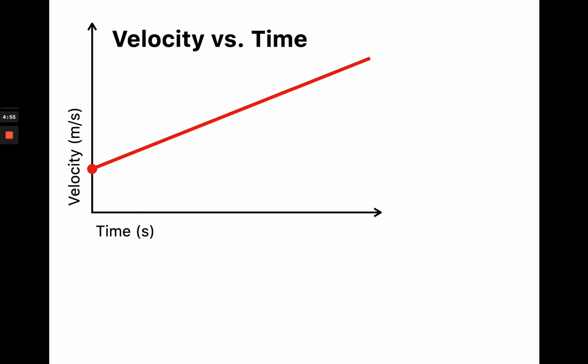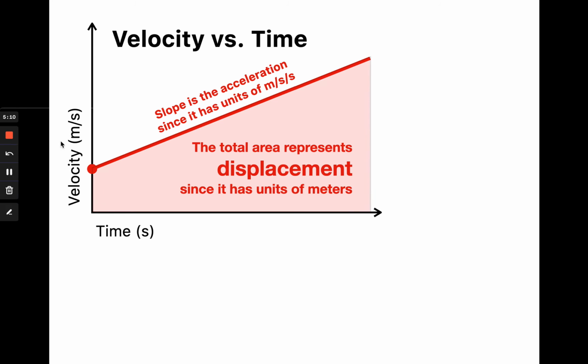Now, just to go one step further, so we can understand this, this point here is the initial velocity. The slope is the acceleration since it has units of meters per second squared. And this area here is the displacement since it has units of meters. Because if you multiply meters per second times seconds, you get meters. So this area is displacement, aka the change in position.